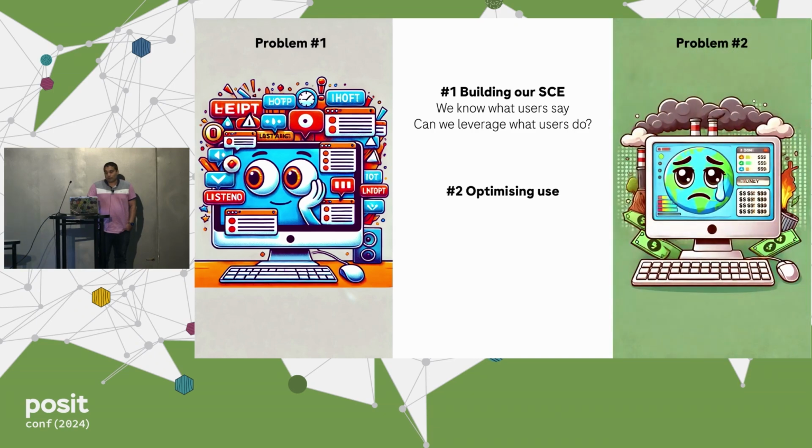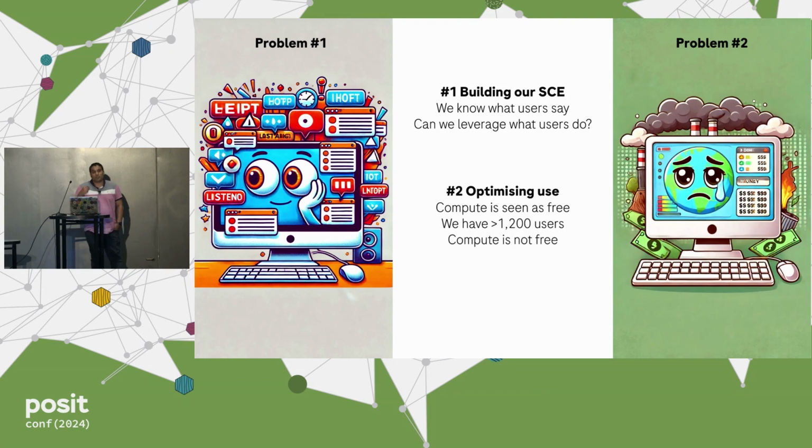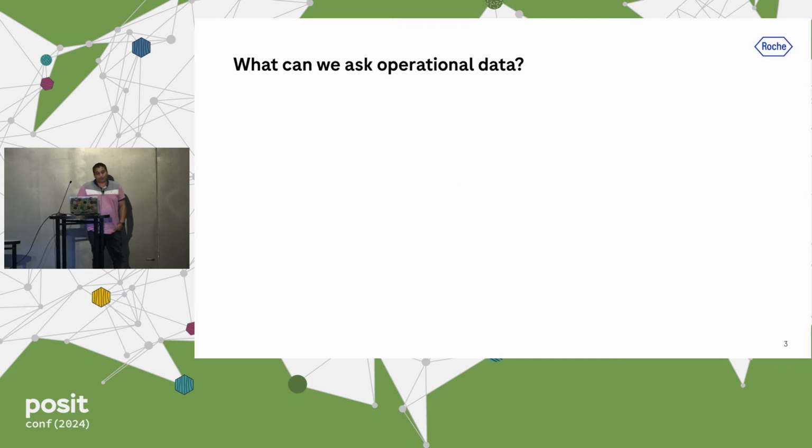And the second problem was around optimizing use. So with our users, historically, compute, and particularly CPU compute, is seen as a free resource. So we have over 1,200 users on this platform, and when you're talking at that kind of scale, one thing we know is that it is definitely not free. So what could we do to feed back to users to try and improve their use, or at least allow them to make educated decisions rather than having to limit stuff?